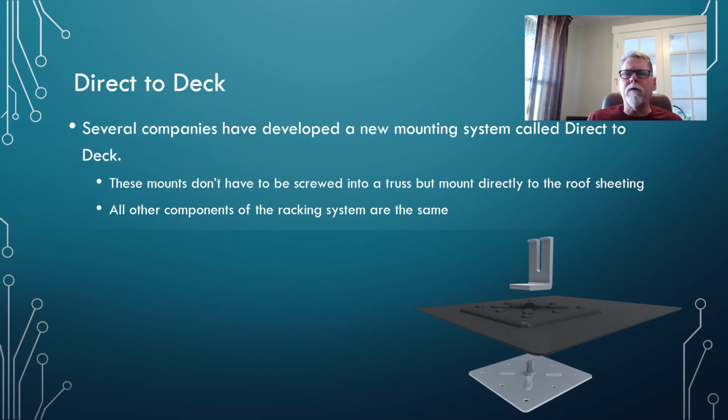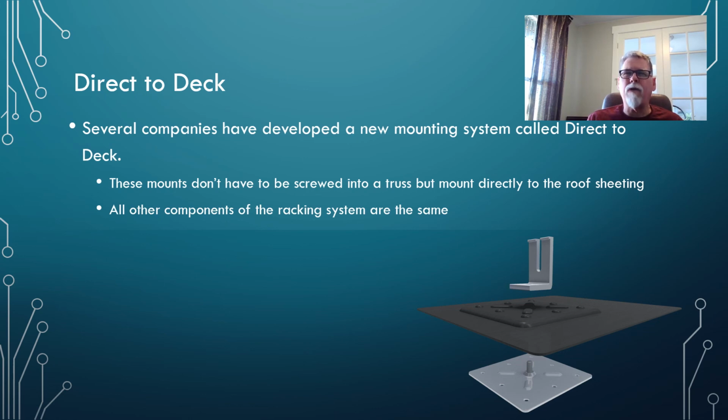So one component of mounting systems that is changing and gaining popularity is what they call a direct-to-deck system. In a rail or railless system, the feet or the slide have to be screwed into a truss. That's the only way it can support the weight of the panels and provide the structural integrity to withstand winds, bad weather, things like that. Direct-to-deck systems actually have 9 screws that are screwed directly into the roof sheeting and are supposed to provide the structural support just as if it was going into a truss.